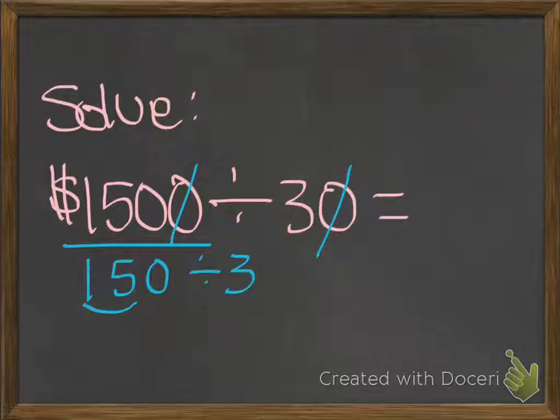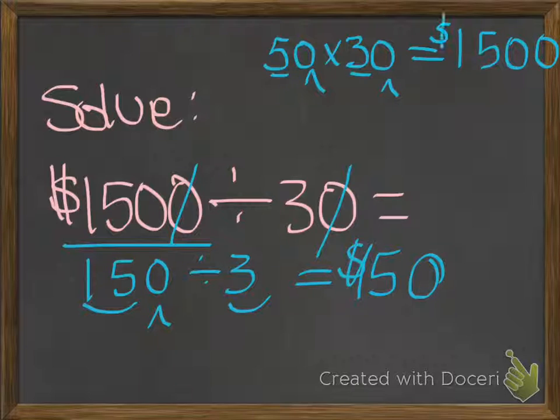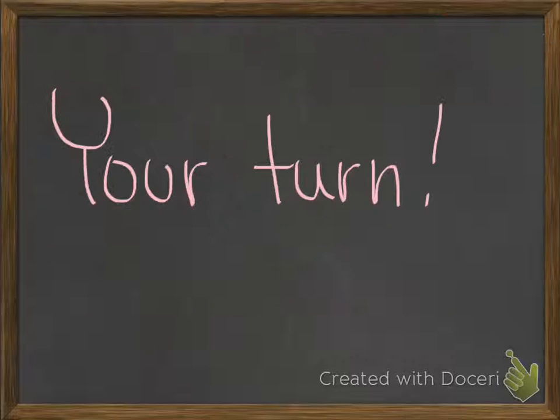So I'm going to first divide 15 by 3. That equals 5, and I'm going to annex that 0, and I get 50. So each of the organizations is going to get $50. We can double check and see if 50 times 30 equals 1,500. If it equals 1,500, then we know that we've gotten the right answer. So 5 times 3 is 15, and then annex the zeros, $1,500. Okay, so we got the answer right.